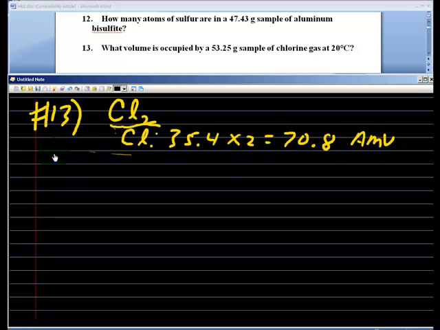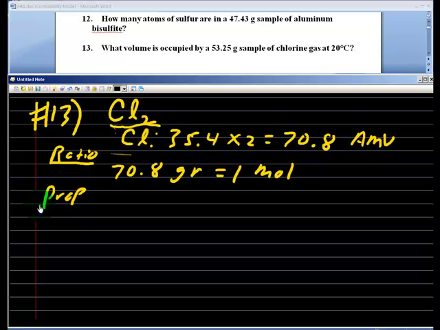Let's now set up our ratio. The ratio of this is going to be that 70.8 grams is going to be 1 mole. Again, remember, 70.8 AMUs is the weight of one single chlorine molecule. 70.8 grams is the weight of an entire mole worth of chlorine gas. So once we know that's our ratio, we can set up our proportion.